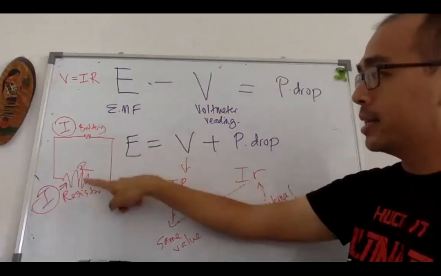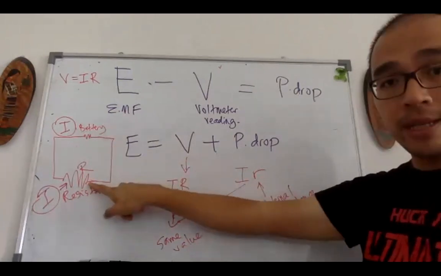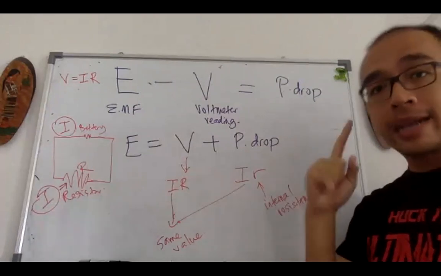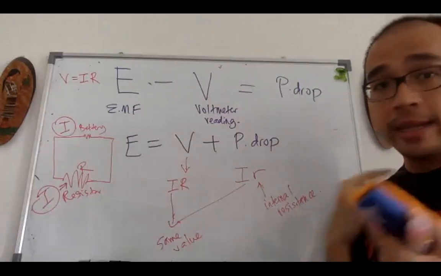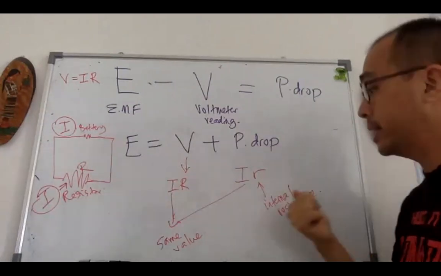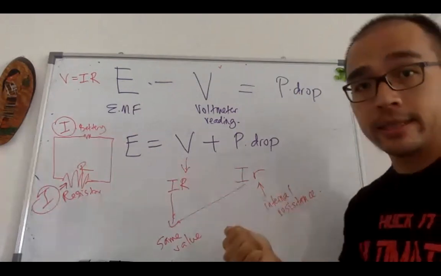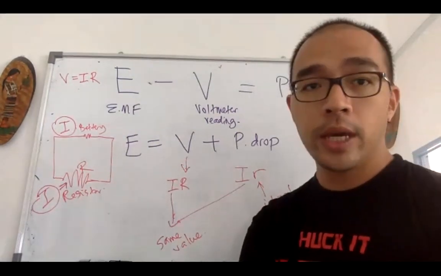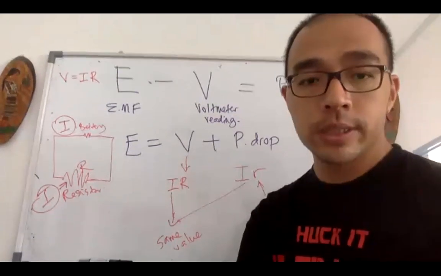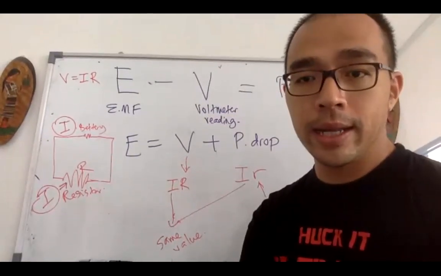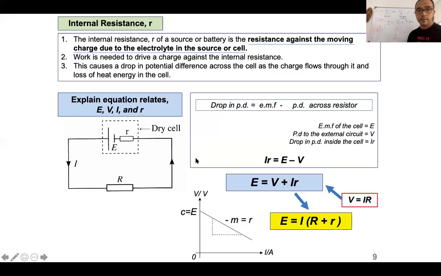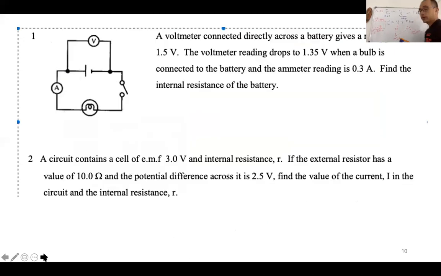This resistor and this resistor are in series. Dan kita sudah belajar litar sesiri, the current must be the same. And that helps us a lot because it makes it easier for us to count the internal resistance. All right, I'm going to start with the first contoh soalan. Okay, not this. So we have a voltmeter connected.